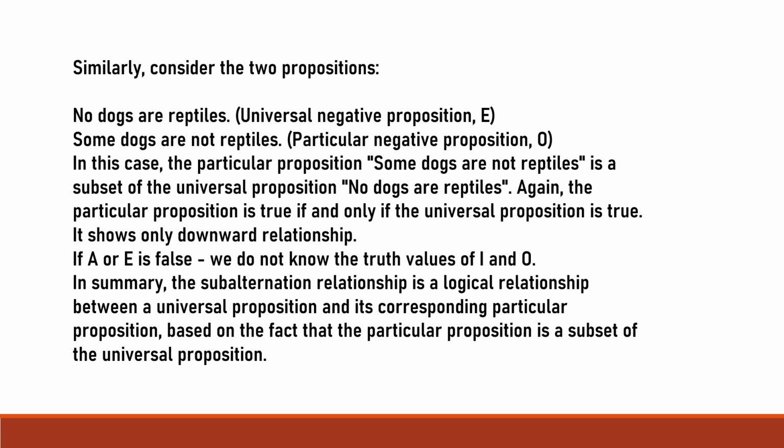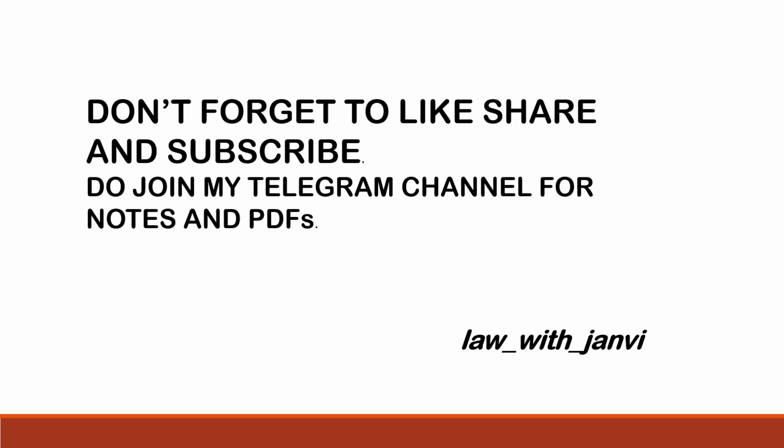It shows only a downward relationship. If A or E is false, we do not know the truth values of I and O. In summary, the subalternation relationship is a logical relationship between a universal proposition and its corresponding particular proposition, based on the fact that the particular proposition is a subset of the universal proposition.